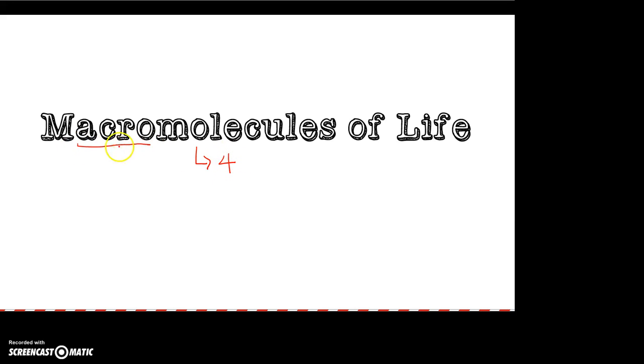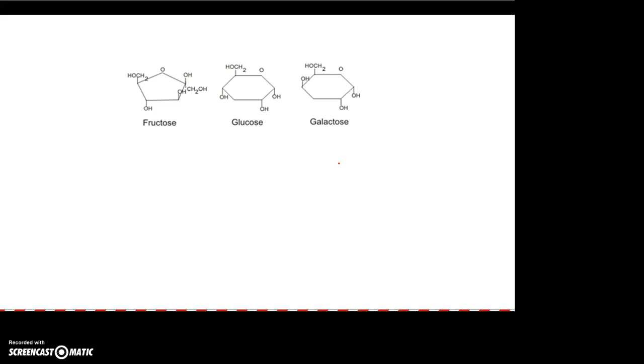Macro just means big, okay? So these are big carbon-based molecules. There's four major types. All right, so let's start with the first one. The first one is a carbohydrate, okay?